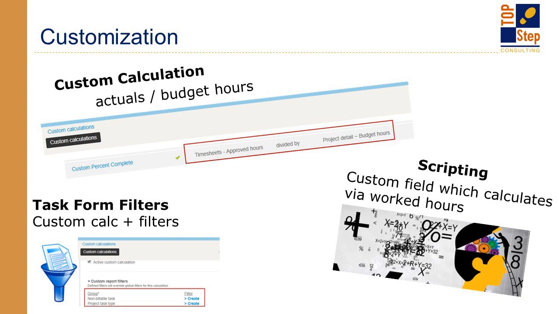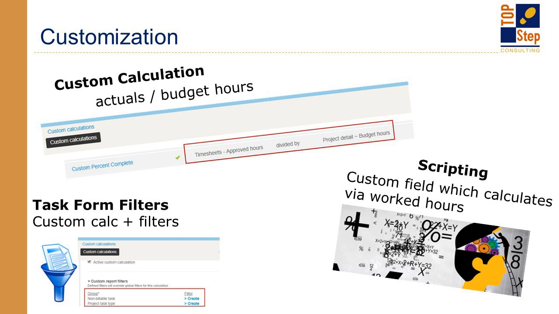Scripting, again, the sky could very much be the limit on these based on unique calculations. An example, if you wanted to do worked hours over, maybe there was a custom field and you weren't using the standard budget hours field, you wanted to use worked hours over baseline hours for that particular task or that particular project. So we can do several different options there with the scripting. And then the last option, or not the last, but an additional option, is using the form filters on the tasks. So in this instance, we would use a custom calc plus filters.